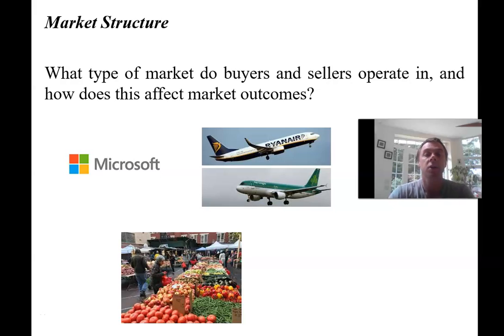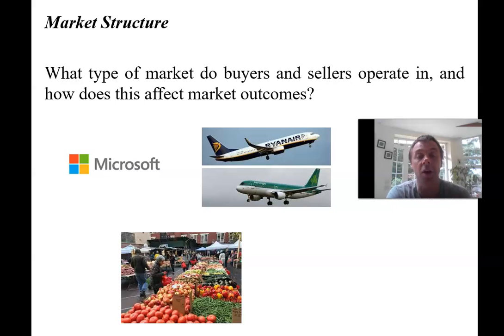So another topic we're going to look at is market structure. And this is going to ask the question, what type of market do buyers and sellers operate in? And does the type of market affect the outcome in the market? If you look at different markets, the outcomes can be quite different.